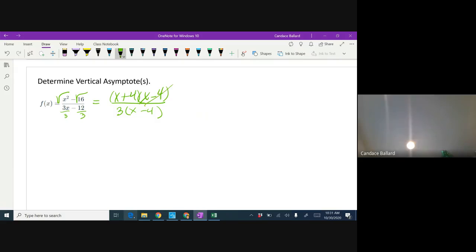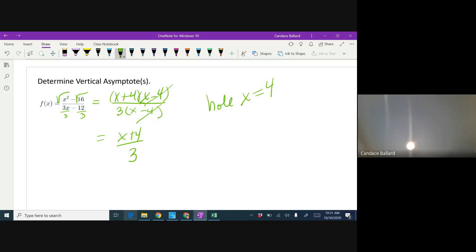All right, it cancels again. So I know that it didn't ask me for this, but I know that that means there's a removable hole at 4. And look at what I'm left behind with. I'm left behind with 4x over 3.